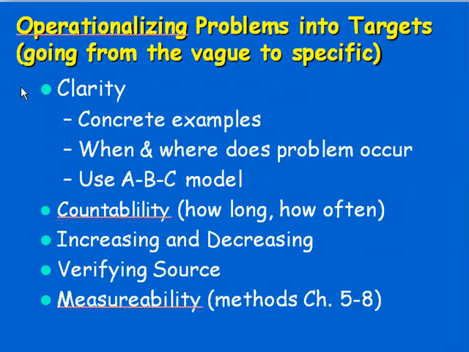Some keys in operationalizing problems into targets, making them measurable, going from the vague to the specific. We want to look at making things very clear. We can do that in 3 ways. We can have the client provide concrete examples to us. My example of, when I get home, my wife starts bugging me about doing yard work as soon as I get home.